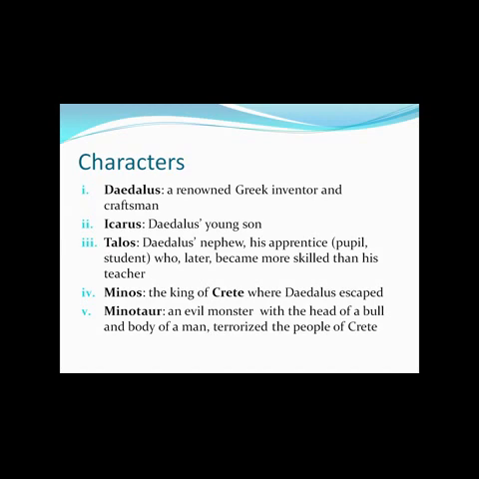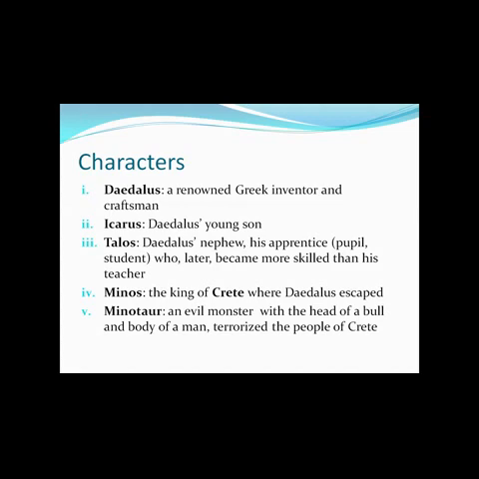Daedalus was a renowned Greek inventor and craftsman. He was a very famous inventor and he used to invent many things and he was very renowned among the people of Greece. Next comes Icarus. Icarus was his young son. He was more than a boy and he was the only son of Daedalus. Next, Tellus, or Telos, you can call it either, because it's a name. I may call it Tellus. Tellus is Daedalus' nephew, the nephew of that renowned Greek inventor.